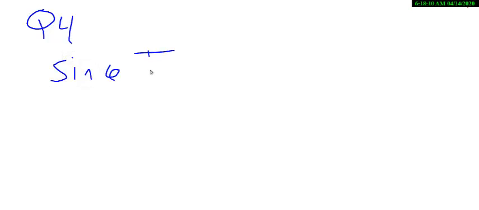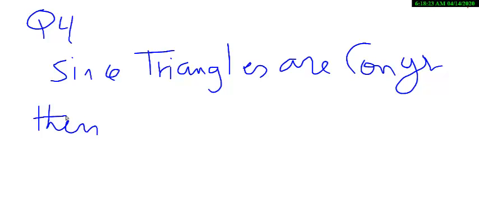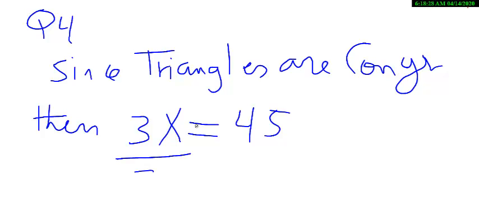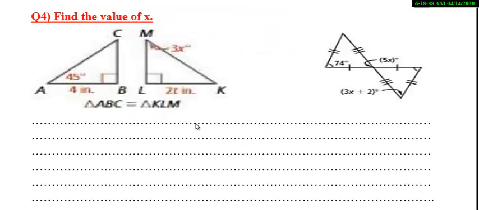Question number 4: since the triangles are congruent, then 3x equals 45 degrees. Dividing both sides by 3, x will be 15. X will be 15, and this covers the value of x for the first part. Find the value of x, so it's going to be 15.